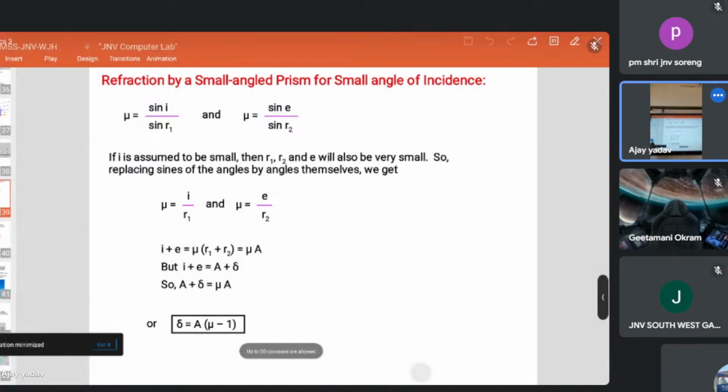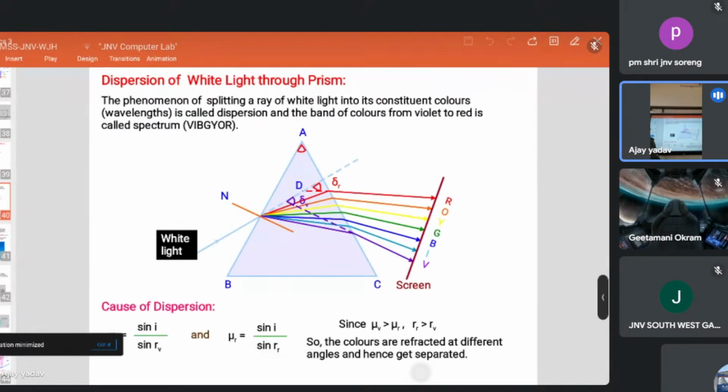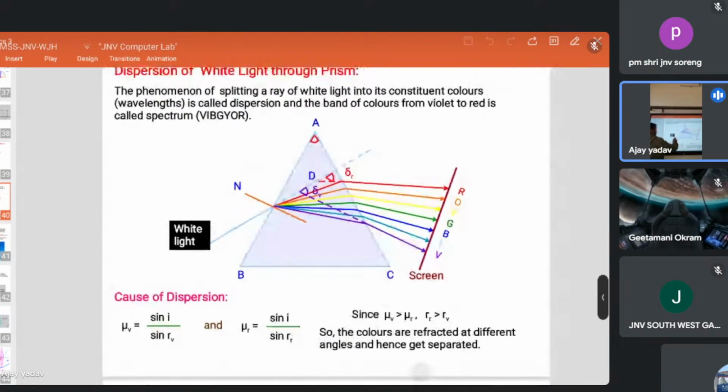Okay. Now we are moving to the next slide, dispersion of white light. This topic you also studied in class 10. Dispersion of white light means the phenomenon of splitting of white light into its seven colors when it falls on a prism, with oblique incidence on a prism. So this is the white light incident on the prism.